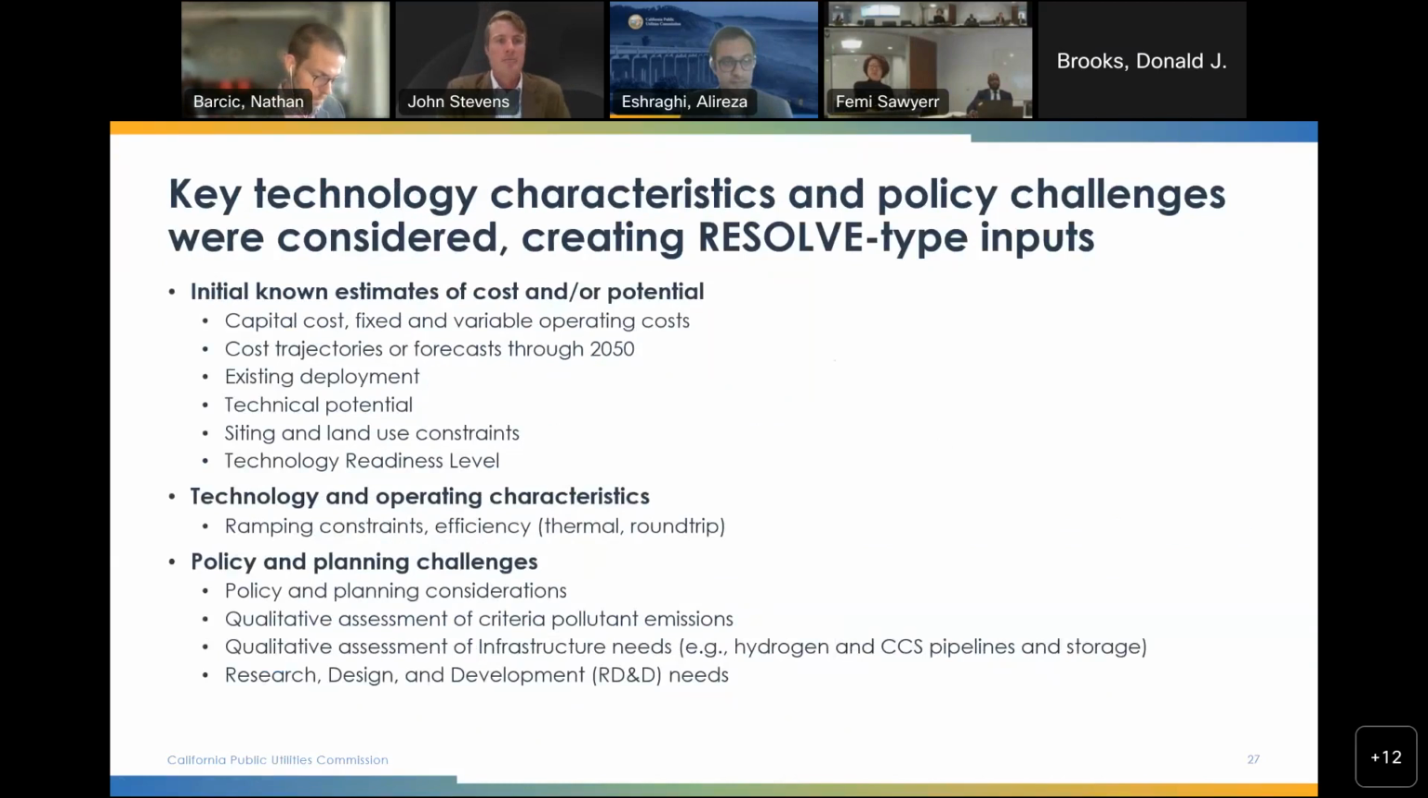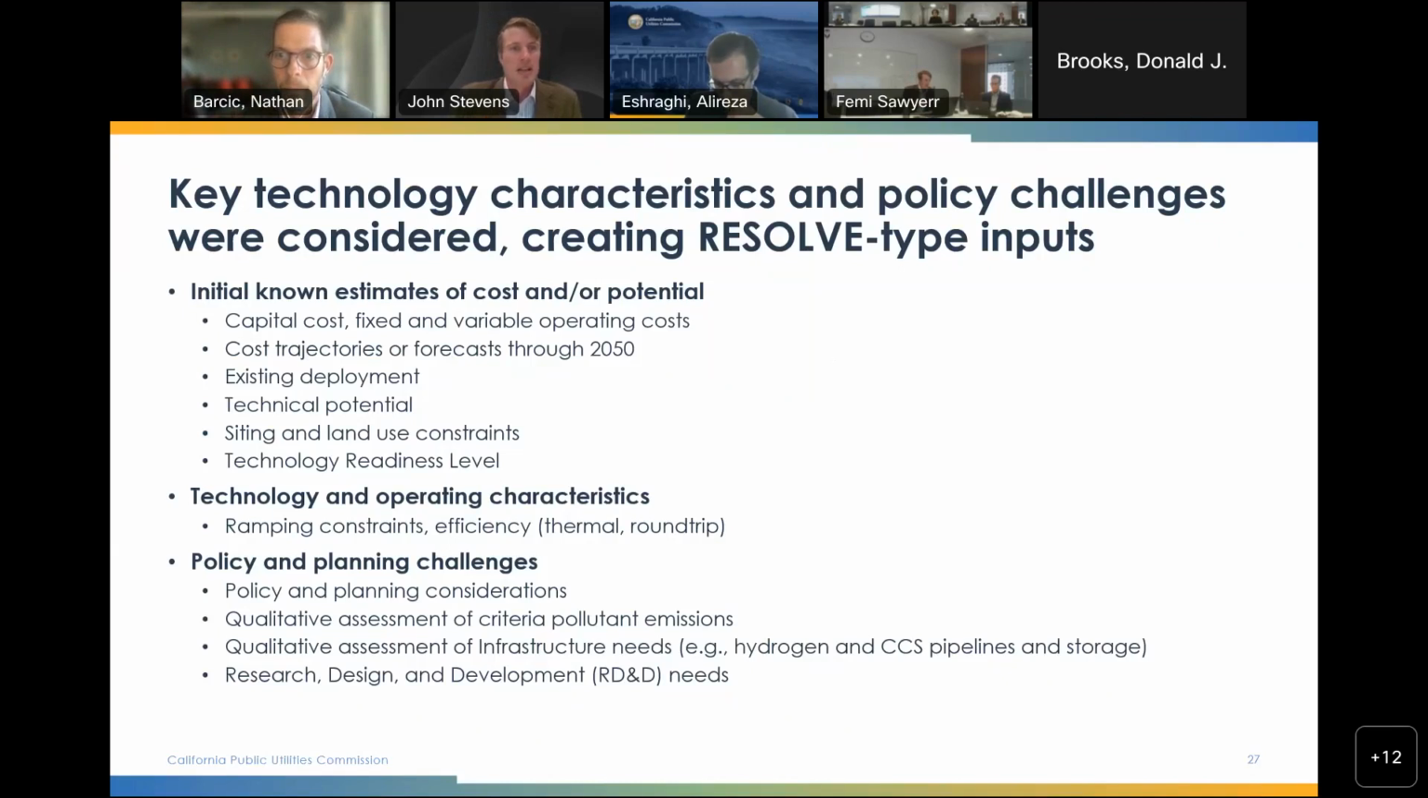Okay, great. So what are some of the key different parameters that we considered? Well, in this report, you'll see more, but we considered capital costs, fixed and variable operating costs. And these costs have trajectories through 2050. We also characterize other relevant information, such as the existing amount of deployment, limits to the available deployment, different land use constraints, and technology readiness levels.